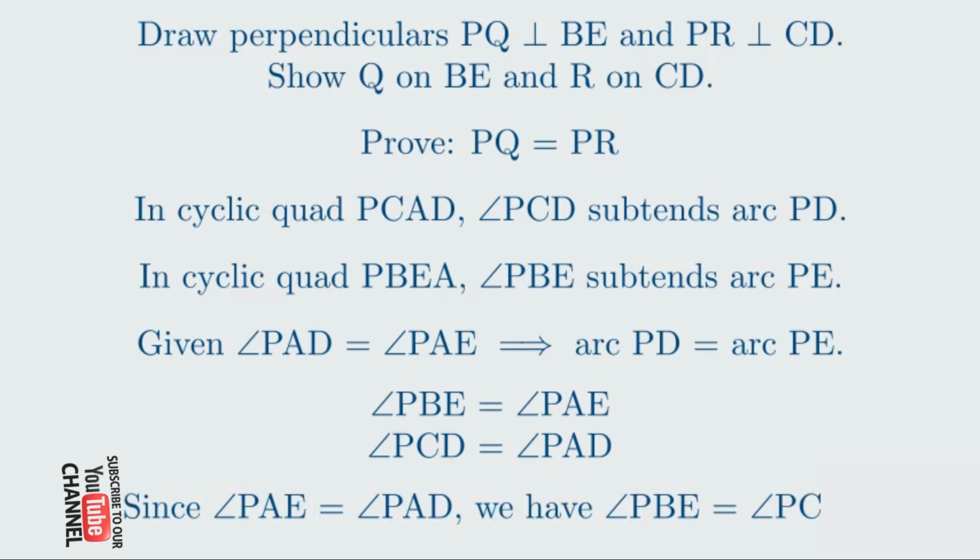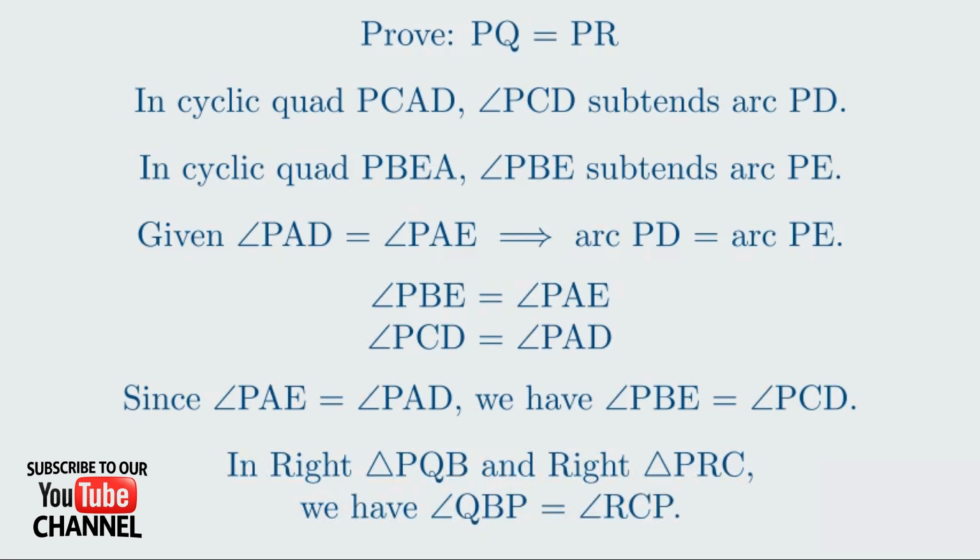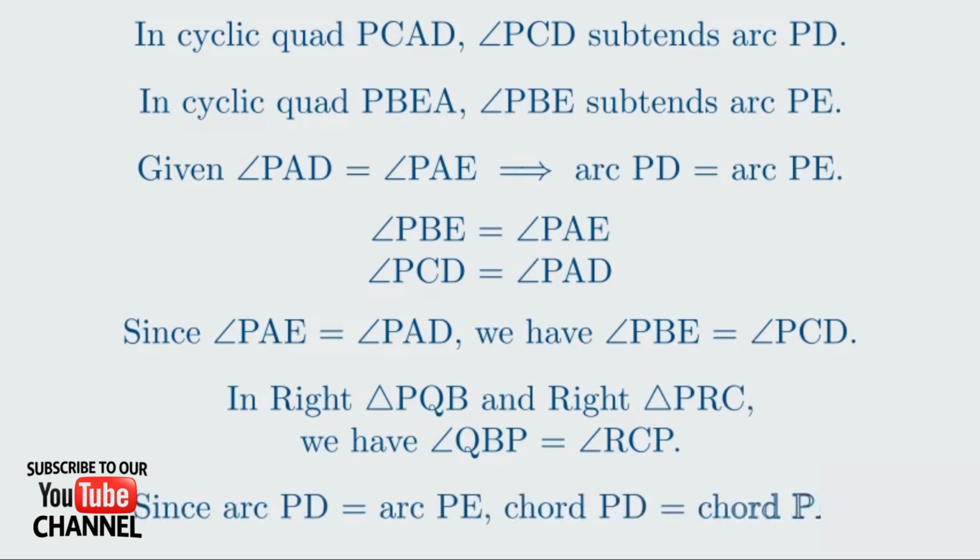Now, let's consider the right triangles PQB and PRC. Both are right-angled triangles. We've just shown that angle QBP equals angle RCP. Since we have a right angle and one other angle that are equal, the third angles must also be equal. This means triangle PQB is similar to triangle PRC. Furthermore, because the arcs PD and PE are equal, the chords PD and PE must have the same length. This gives us another pair of corresponding equal parts.